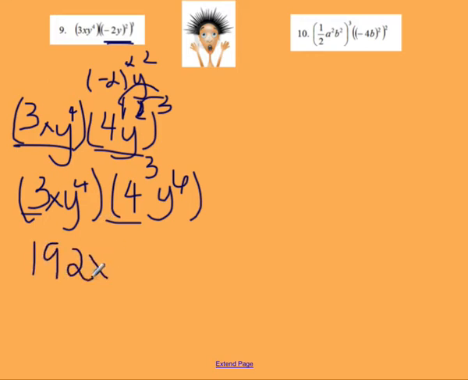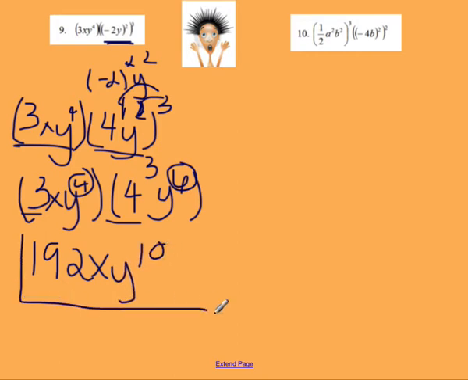Well, there's no x's for my x to be multiplied by, so I'm going to keep that the same. And then I have this 4 and this 6, so both of those are with the y. So I need to go ahead and add those exponents. So 4 plus 6 is 10. So that's my answer for number 9.